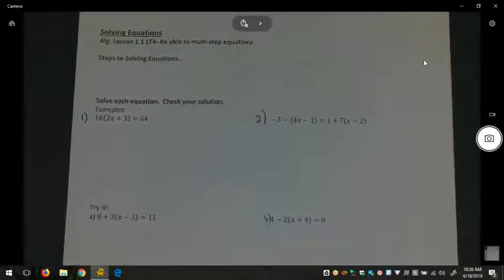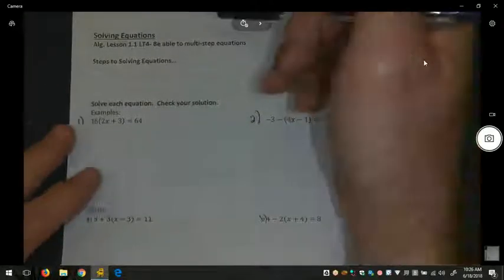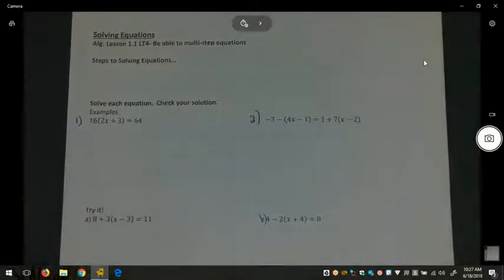Welcome to Solving Equations as part of the examples in our summer packet. The learning target is for you to be able to solve multi-step equations. Now there are a couple different ways that people approach this.